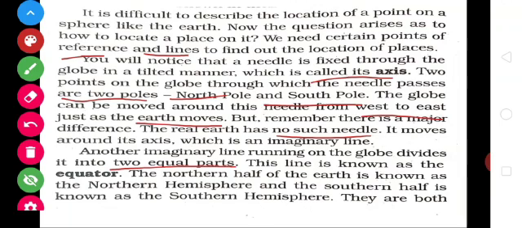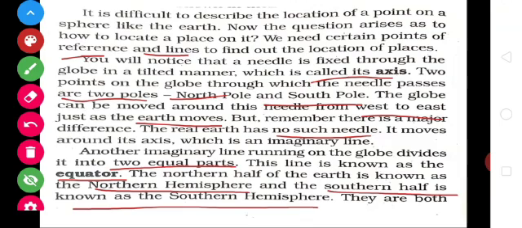This line is known as the equator. Our earth is divided into two equal parts by this imaginary line, called the equator. The northern half of the earth is known as the northern hemisphere, and the southern half of the earth is known as the southern hemisphere.